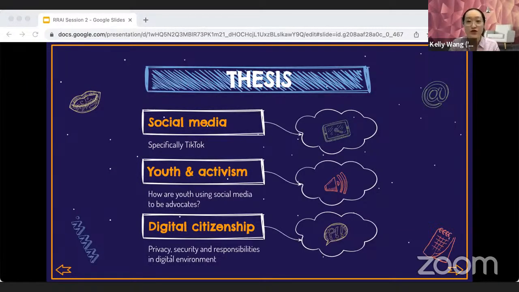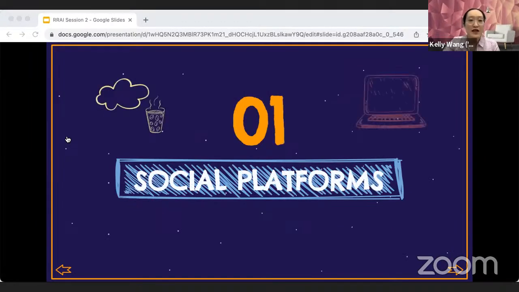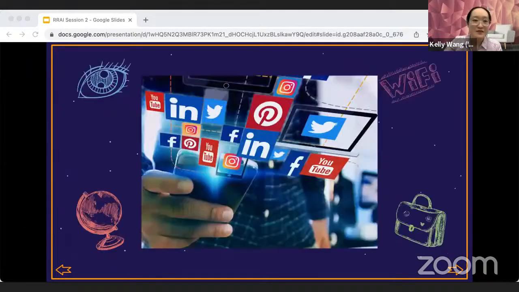And that's exactly what my personal research is on. My thesis explores social media, specifically TikTok, and how youth are using the platform to advocate for issues that they care about. And this is all a big part of digital citizenship, which is the idea of navigating our digital environments in a way that's safe and responsible, which we all know is not always the case, especially with social media. And that's why I wanted to do this session, so we can explore the current landscape of popular platforms and kind of go through some of the things that kids and teens are being exposed to online today. And we'll begin by looking at these social media platforms.